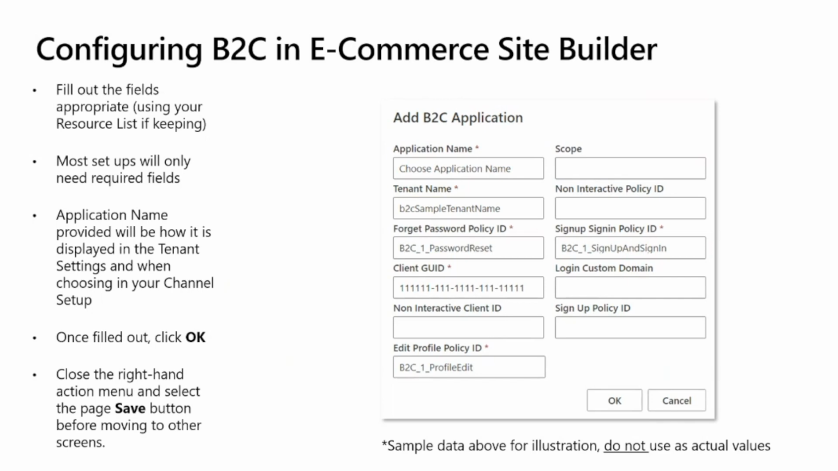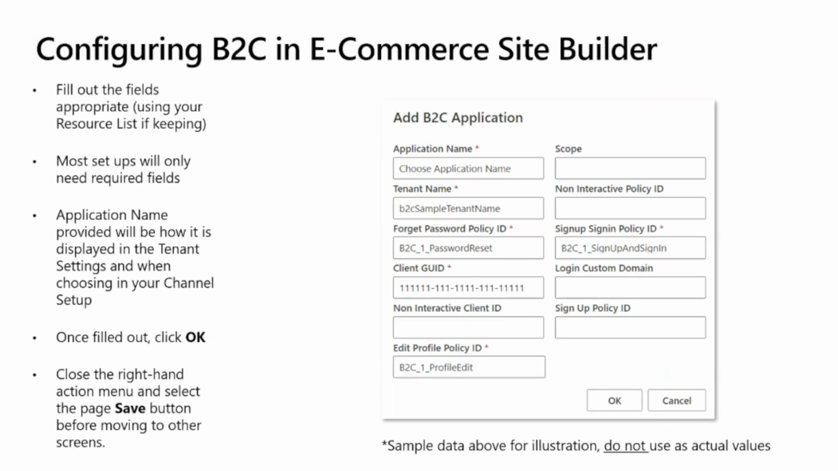Add your tenant name, the forget password policy ID, the client GUID, and the edit profile policy ID, and lastly, the sign up and sign in policy ID. Those required fields are really all you need when doing a configuration. One option that might come into play is the login custom domain. That's if you're using or have set up a custom domain with your B2C tenant. It replaces that B2C login.com URL that B2C is rendering. If you have a custom domain in that place, you can add it here as well.